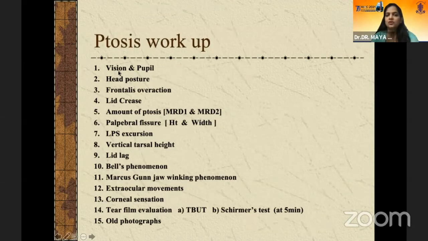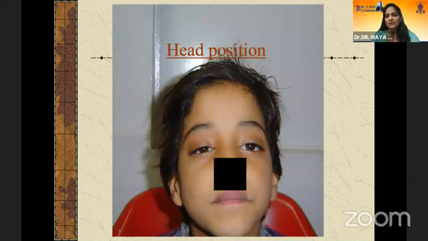What is the importance of doing a visual acuity or pupillary assessment in a case of ptosis? To rule out any amblyopia, which is most likely an anisometropic amblyopia due to refractive error, or pupillary involvement, which can be there in a neurogenic ptosis like Horner syndrome or a third nerve palsy. You have to do a visual acuity and pupillary assessment.